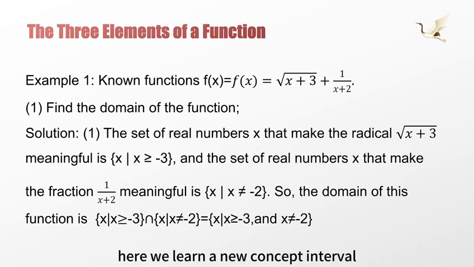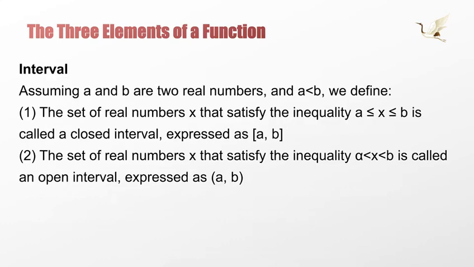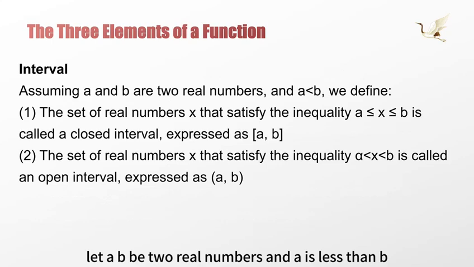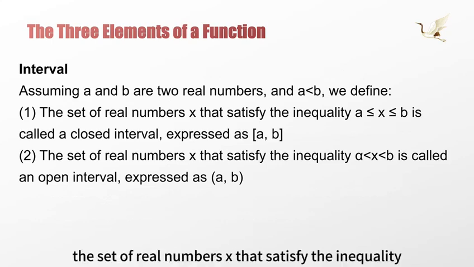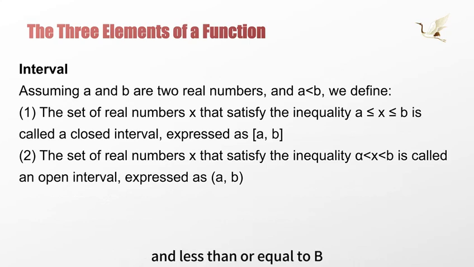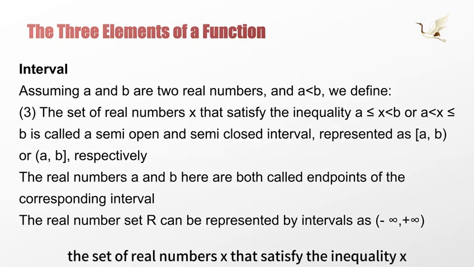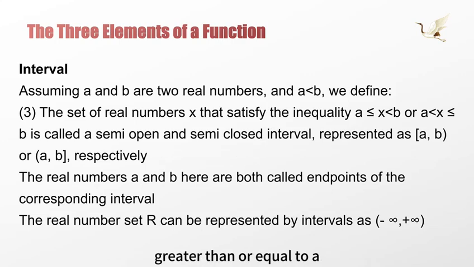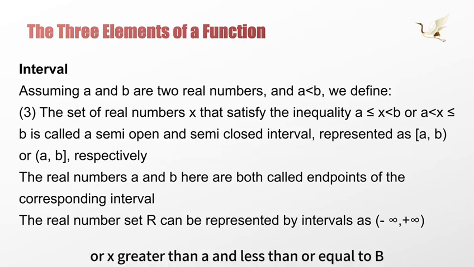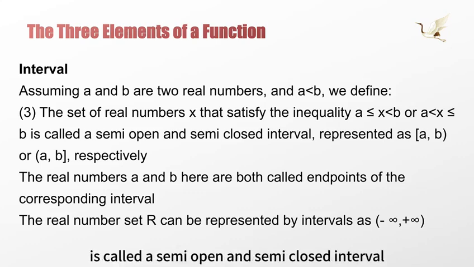Here, we learn a new concept: interval. Let a and b be two real numbers, with a less than b. We define the set of real numbers x that satisfy the inequality x greater than or equal to a and less than or equal to b as a closed interval. The set of real numbers x that satisfy x greater than a and less than b is called an open interval. The set of real numbers x that satisfy x greater than or equal to a and less than b, or x greater than a and less than or equal to b, is called a half-open, half-closed interval.